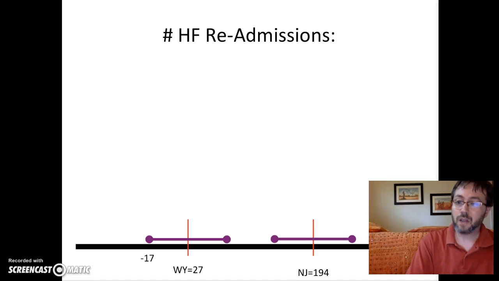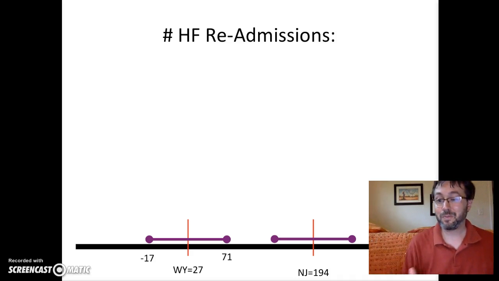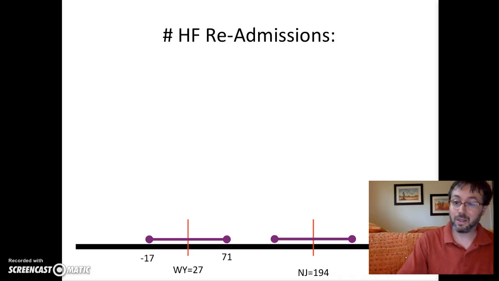But the confidence interval for Wyoming actually crosses 0. You see it starts at -17 and goes to 71. So why does this happen? Of course, we know that a hospital can't have -17 readmissions. And when you see the confidence interval crossing 0 for a number whose scale is 0 and above, it's an indicator that the data are not normally distributed. And so it's just one little tidbit to think about.